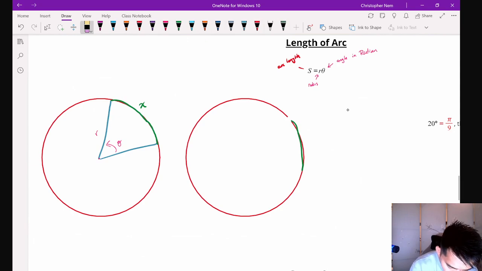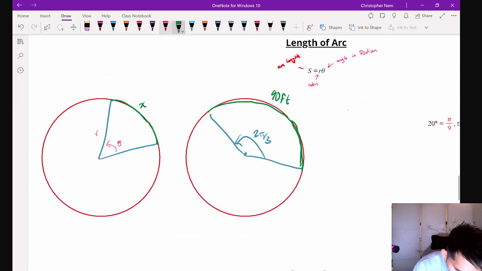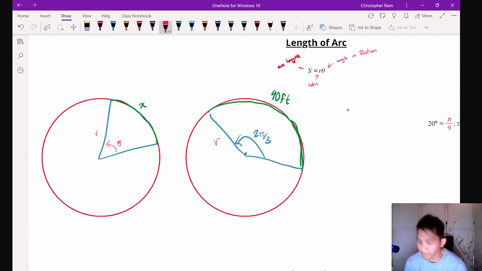I had something like this. I have an angle measurement right here, and this angle measurement is 2 pi over 3, but the arc length, how long the opening is, in particular, is 90 feet. And I want you to solve for r. So we're going to have to kind of work backwards in a sense.